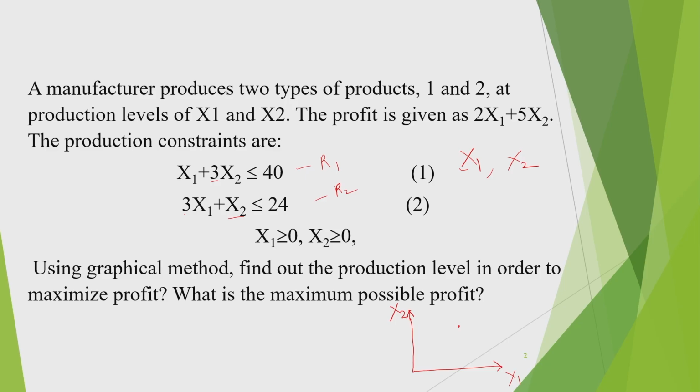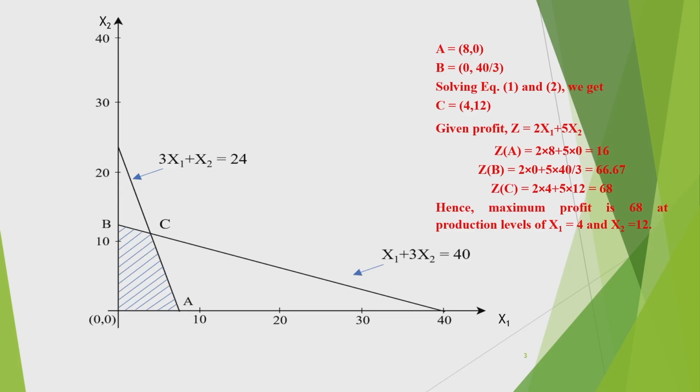So, do not misunderstand that it is only applicable for only 2 constraints. It can be used for any number of constraints. Constraints is not a problem. Only thing, decision variables cannot exceed 2. Okay. So, let us try to solve that problem. So, how do we go about that?